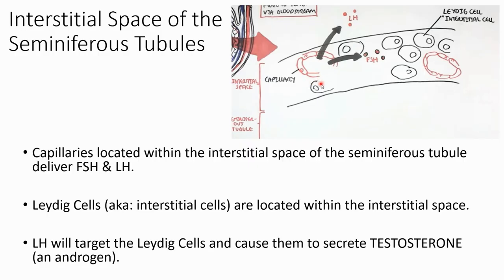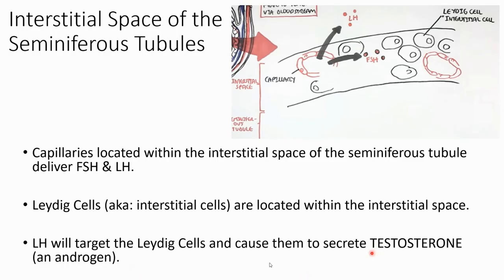Now, you have got the target. Where are these going? What's luteinizing hormone targeting? What's follicle stimulating hormone targeting? Luteinizing hormone is going to target the Leydig cells. Keep in mind, these are interstitial cells. Those are cells not within the seminiferous tubule. And that LH, luteinizing hormone, is going to target those and cause them to secrete testosterone.